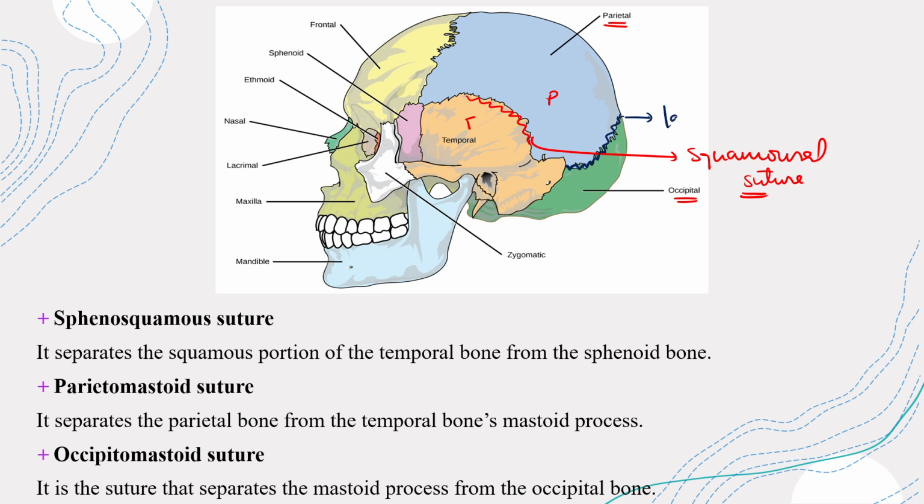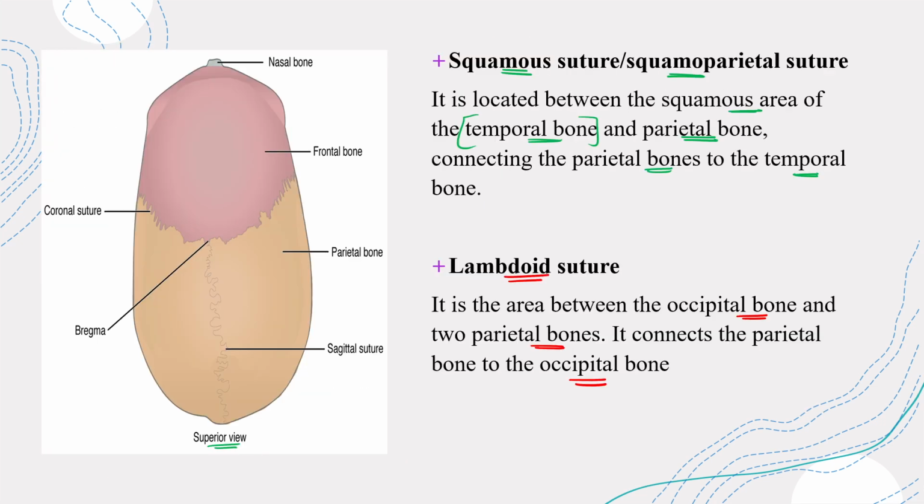This is your lambdoidal suture, which connects your occipital bone to the parietal bone. Clear? If I make the temporal bone here, I'll make the suture like this, and this is the occipital bone, connecting your parietal bone to the occipital bone, and this suture is nothing but the lambdoidal suture. So the lambdoidal suture is located between the parietal bone and the occipital bone.